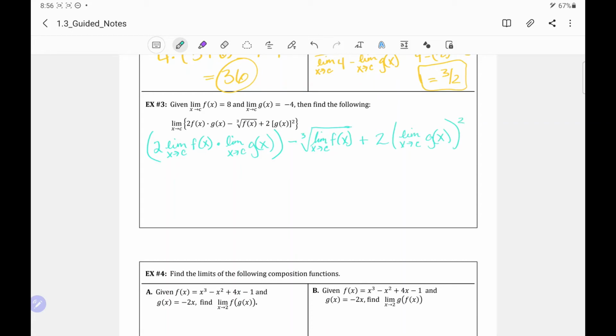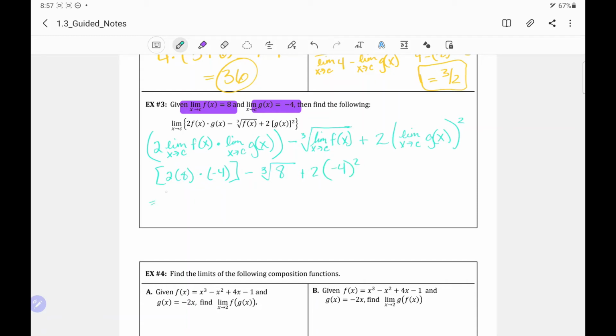So now I can plug in. Remember, we've got right here that the limit of f of x is 8 and the limit of g of x is negative 4. So we're going to use that information. So 2 times the limit of f of x as x goes to c, which is 8. Let me change this notation. I'm going to write it like this: 2 times 8 times the limit of g of x as x goes to c, which is negative 4. So 2 times 8 times negative 4, minus the cube root of the limit as x goes to c of f of x. We've got the cube root of 8, that's easy enough. Plus 2 times negative 4 squared.